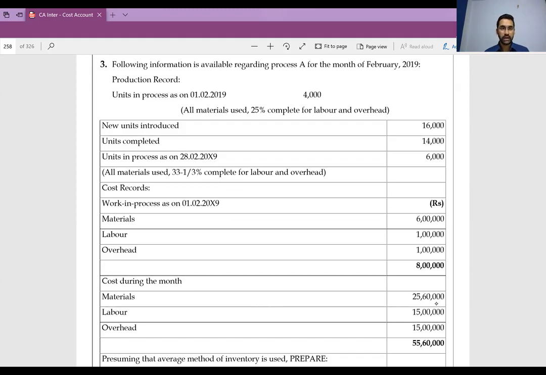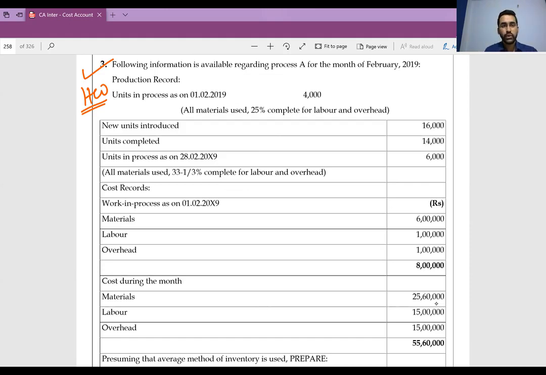Okay, I think this is doable by you. Mark this also as homework. Following information, I'll explain. The following information is available regarding process A for the month of February 2019.